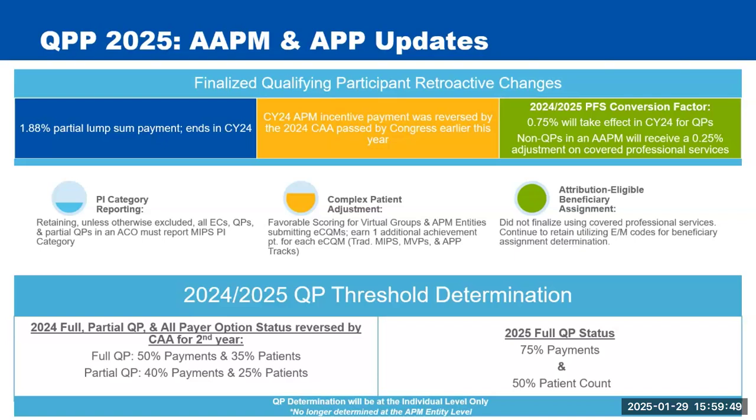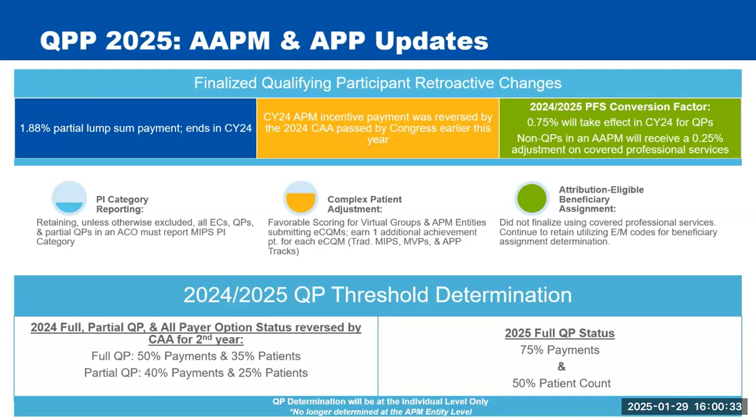participant in an APM, you have to have 50% of your payments or 35% of your patients tied to that particular APM model. And then for a partial QP, that threshold is at 40% of payments or at 25% of patients. Now, again, for 2025, unless Congress intervenes, that QP status volume will actually increase. In order to achieve QP status, you would need to have 75% of your payments tied to that APM model, or you can meet it by having at least 50% of your patients tied to that APM model.